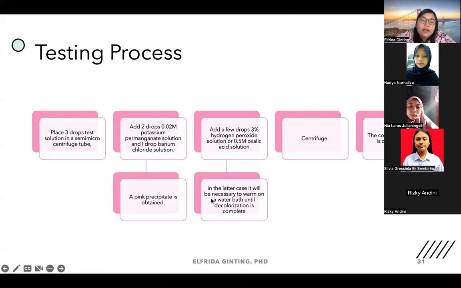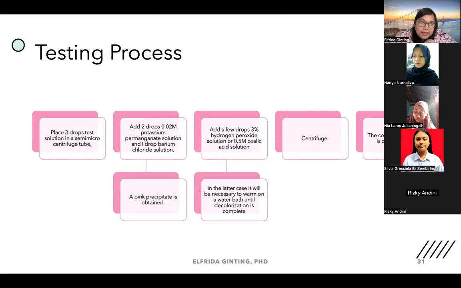The color has disappeared, but if you centrifuge the mixture, then the colored precipitate will form again, and it is clearly visible. So at first, without centrifugation, it doesn't have any color. But once you spin it at high speed, the colored precipitate is visible again.